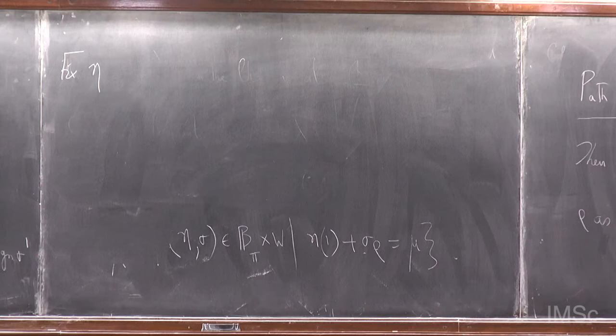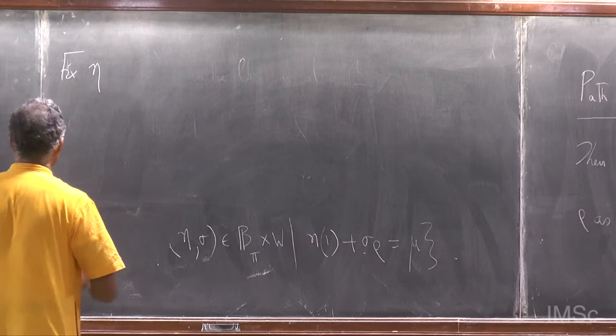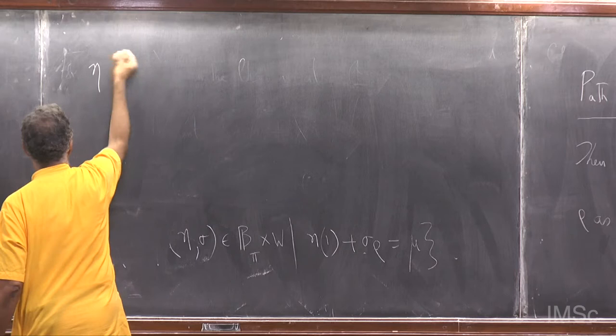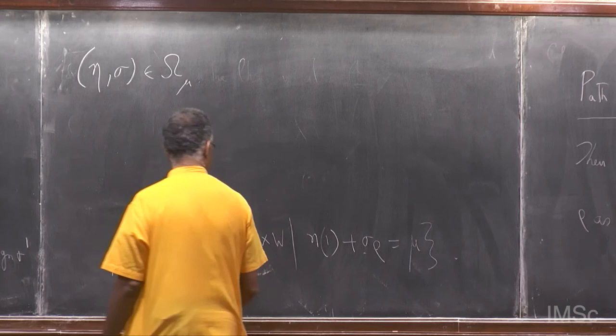But in order to understand, let us just investigate what happens to eta. What do I know about eta? Here is how, so this is just informal. Let's say I choose this here. And what does this mean? This means this thing.